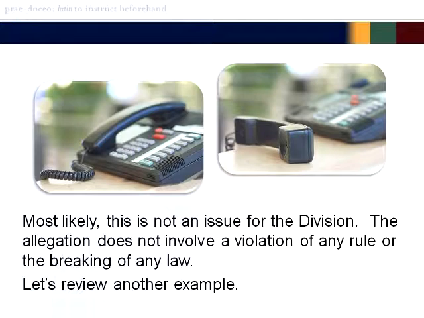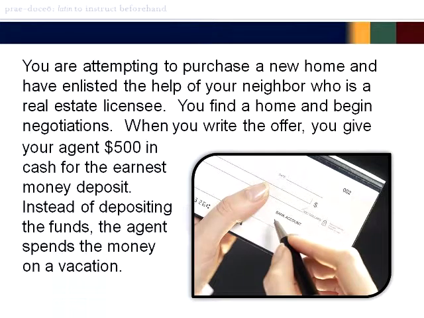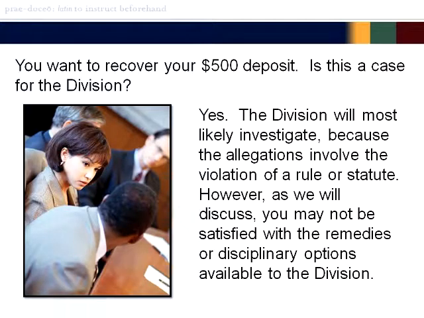Let's review another example. You are attempting to purchase a new home and have enlisted the help of your neighbor who is a real estate licensee. You find a home and begin negotiations. When you write the offer, you give your agent $500 in cash for the earnest money deposit. Instead of depositing the funds, the agent spends the money on a vacation. You want to recover your $500 deposit. Is this a case for the Division? Yes. The Division will most likely investigate because the allegations involve the violation of a rule or statute. However, as we will discuss, you may not be satisfied with the remedies or disciplinary options available to the Division.